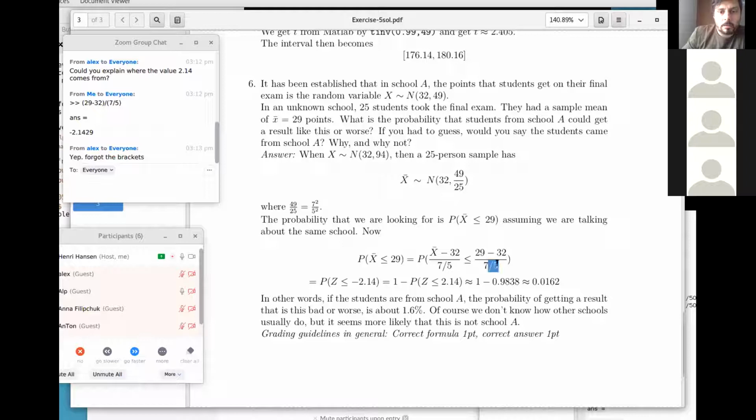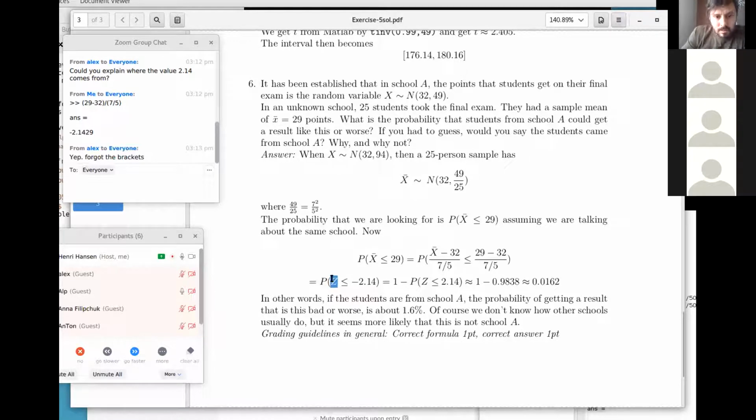The standard deviation should be 7/5. If we're doing this part here, that's minus 2.14. And this here, because that's your average, we're subtracting from the sample average the expected value, and dividing by the standard deviation. So this x bar minus 32 over 7 divided by 2, this quantity here is an N(0,1) normally distributed variable. So this is the normalized version of that.